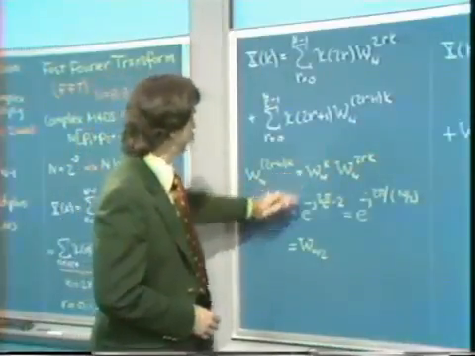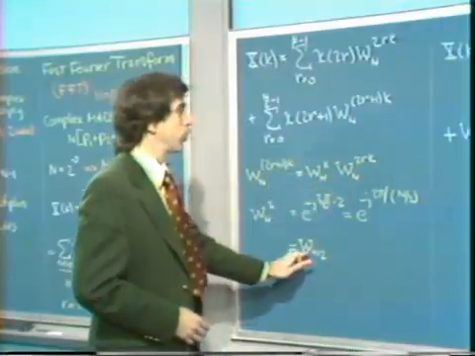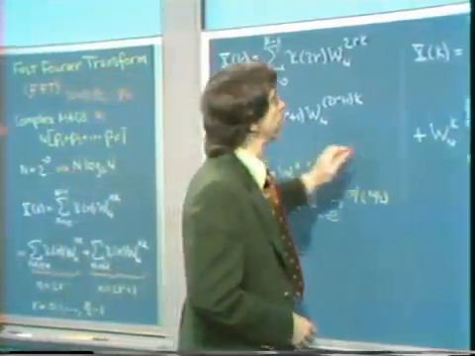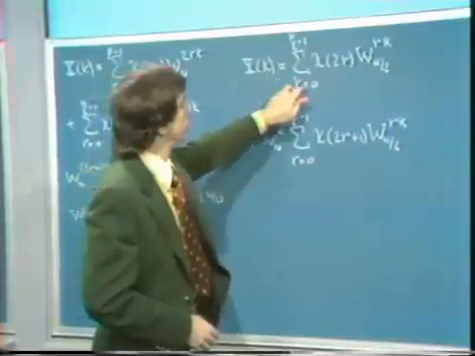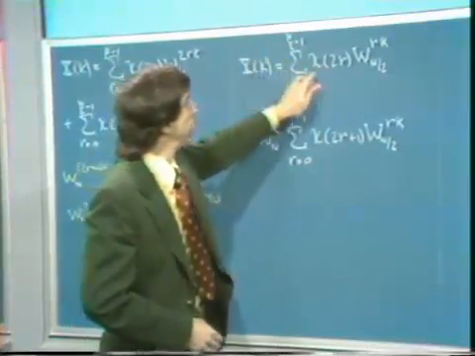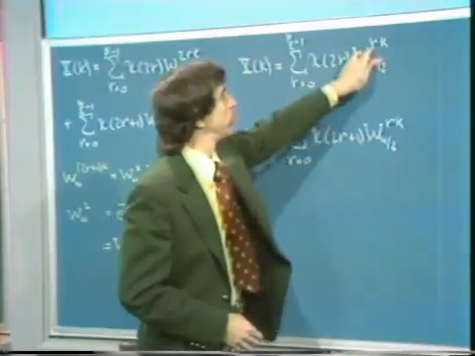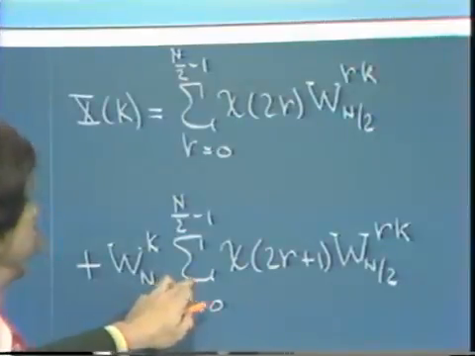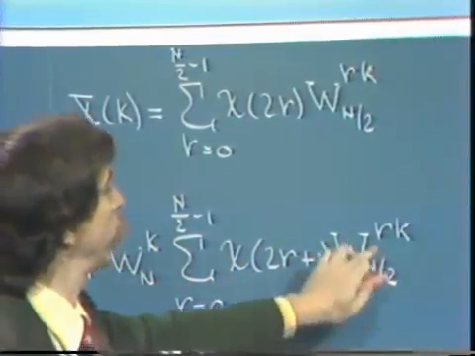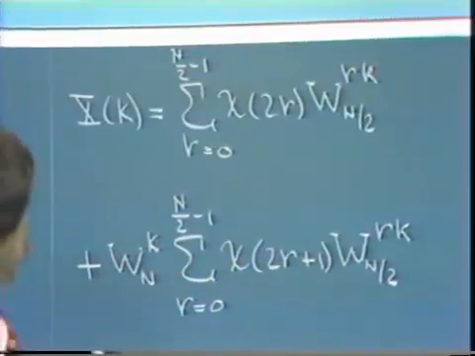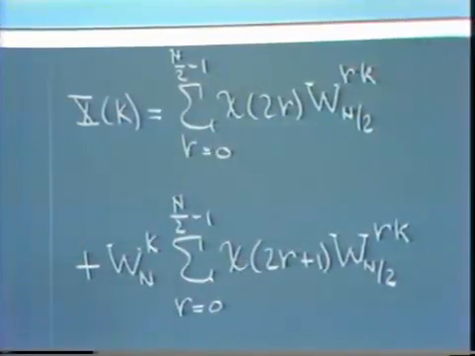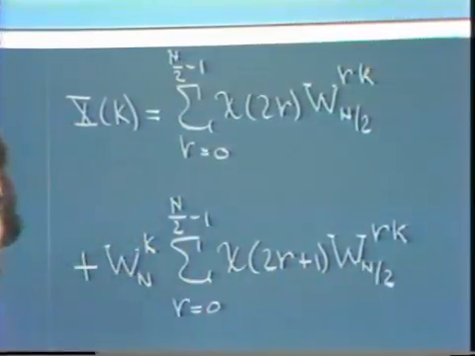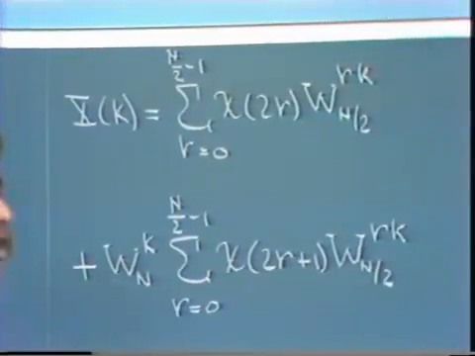Finally, substituting this together with this statement back into this expression, we have for x of k the sum from 0 to n over 2 minus 1, x of 2r times w sub n over 2 to the rk plus w sub n to the k times the sum of x of 2r plus 1, w sub n over 2 to the rk. Well, what this looks like is an n over 2 point discrete Fourier transform. And in fact, that's what they are.